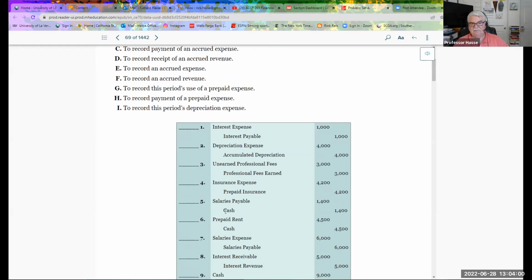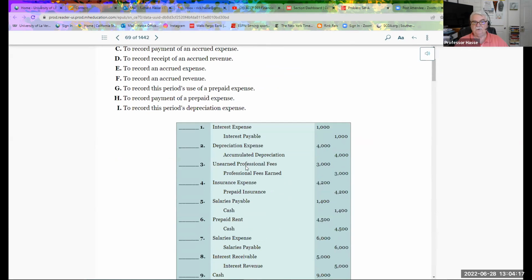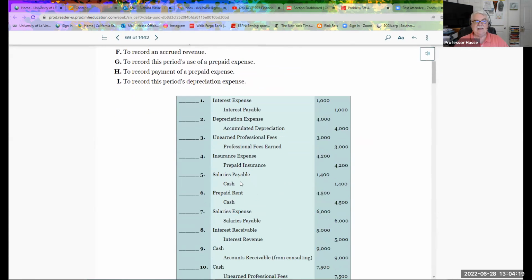The next one, number 5, salaries payable. In other words, it looks like here we're now paying a salary expense that we've already accrued, and that is letter C, to record payment of an accrued expense. In other words, we've recorded the liability. Now we're paying the liability by crediting cash and reducing the liability. Number 6, prepaid rent. Well, here's another one, that's letter H, to record payment of a prepaid expense.